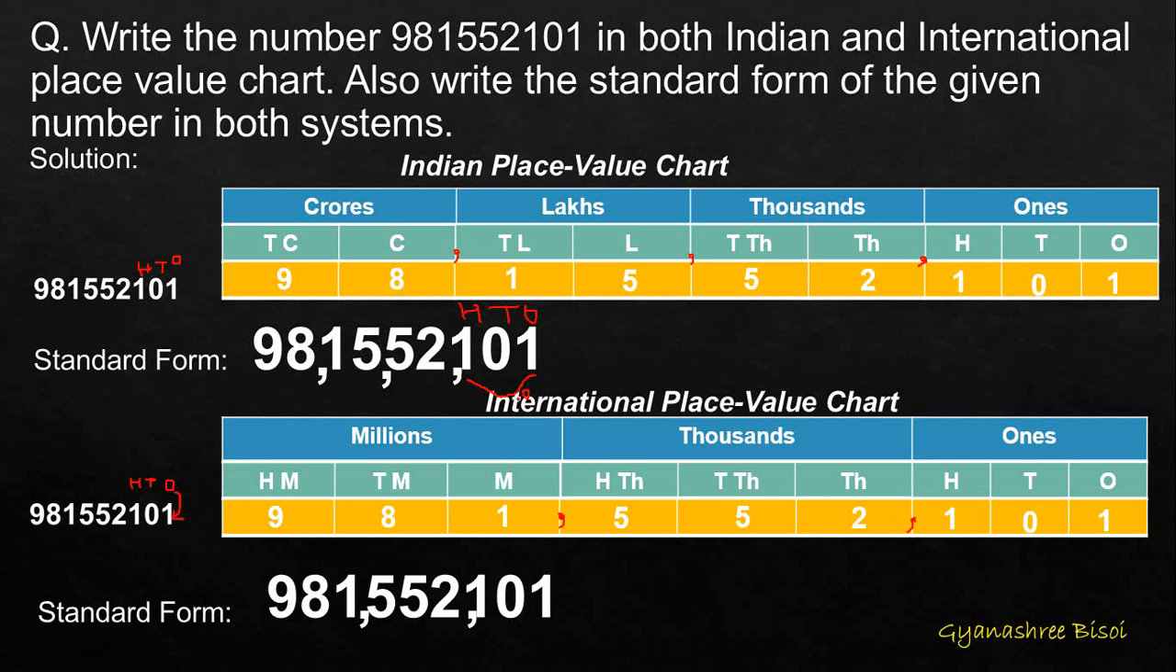What do you think? Has the value of these two numbers changed? No, the value will not change, but the way of presenting the number has changed. So, in the Indian place value system and the international place value system, whatever number has been given to us, if we are presenting the same number in Indian and international, the value will never change. But the way you present it, that only differs. Hope you understood this. Let's proceed.